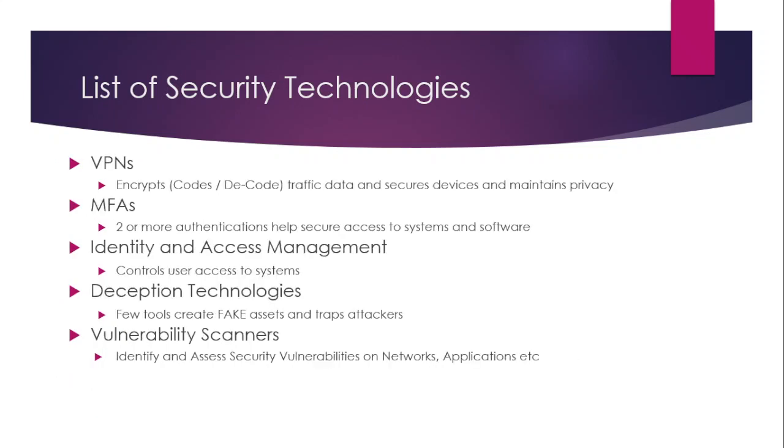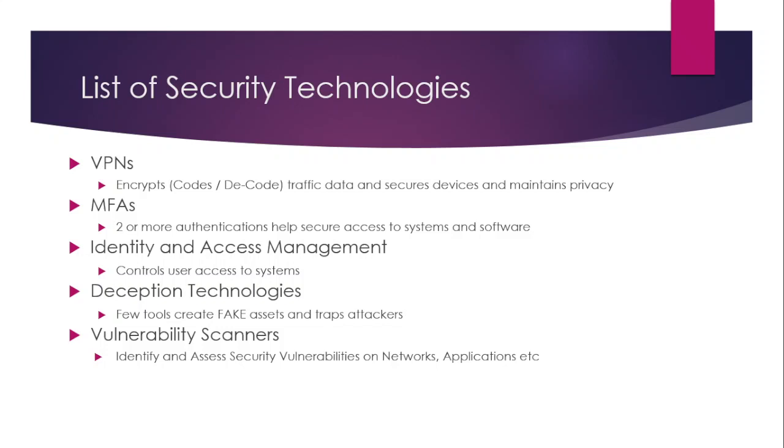Then there are VPNs. VPN is nothing but a virtual private network that encrypts, which means it codes or decodes the traffic data, secures devices and maintains privacy. For example, we might want to host our application in a virtual private network so that only a certain network can identify and use our web application. We can prevent excess traffic moving towards our application, and this technology helps us prevent unauthorized access.